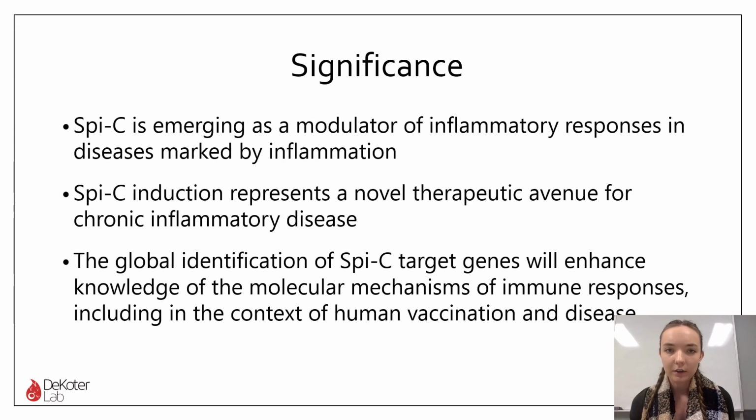This project is significant because first, Spi-C is emerging as a modulator of inflammatory responses, particularly in diseases marked by inflammation, such as ulcerative colitis. Spi-C induction could represent a novel therapeutic avenue for chronic inflammatory disease. And overall, the global identification of Spi-C target genes will enhance knowledge of the molecular mechanisms of immune responses, such as in the context of human vaccination and disease.